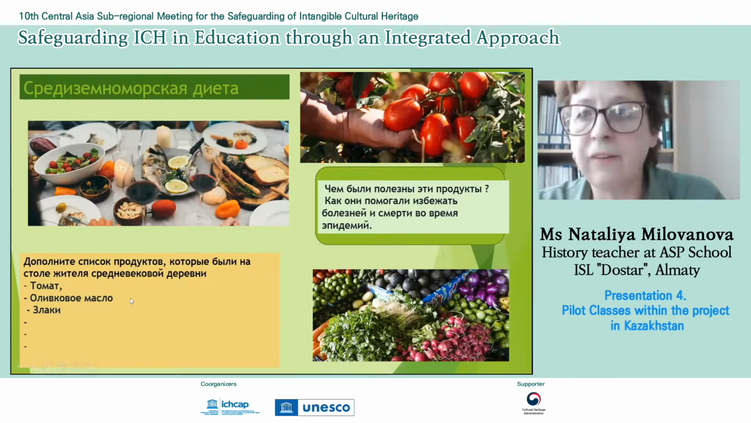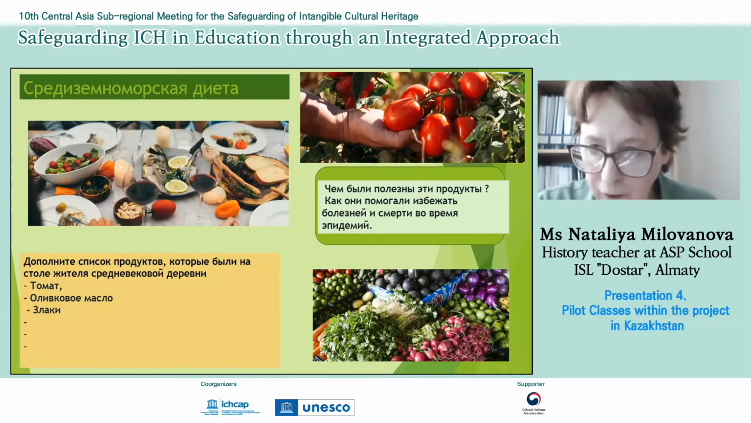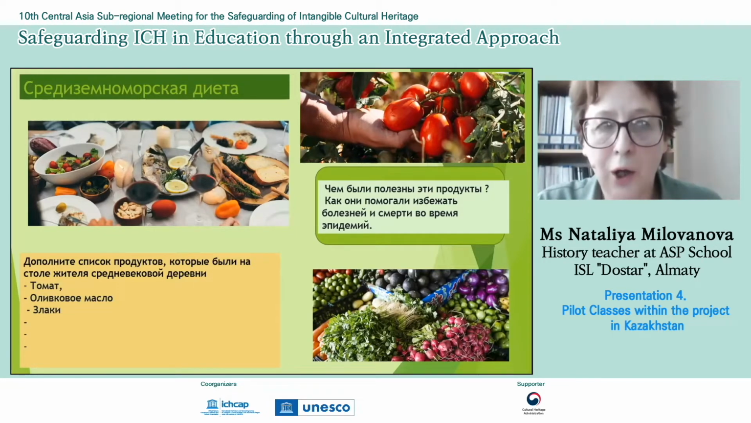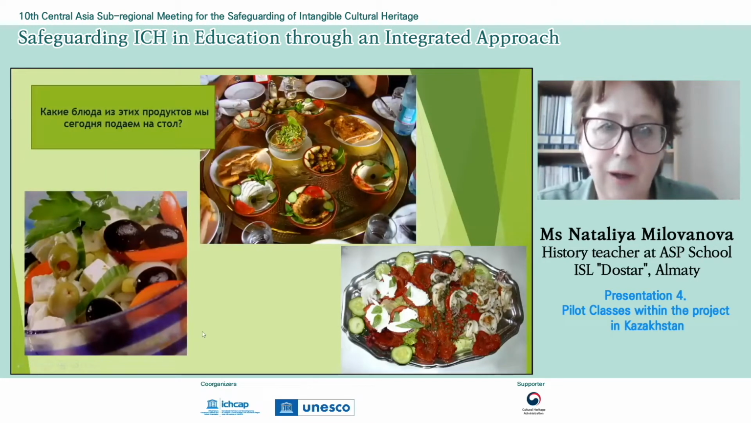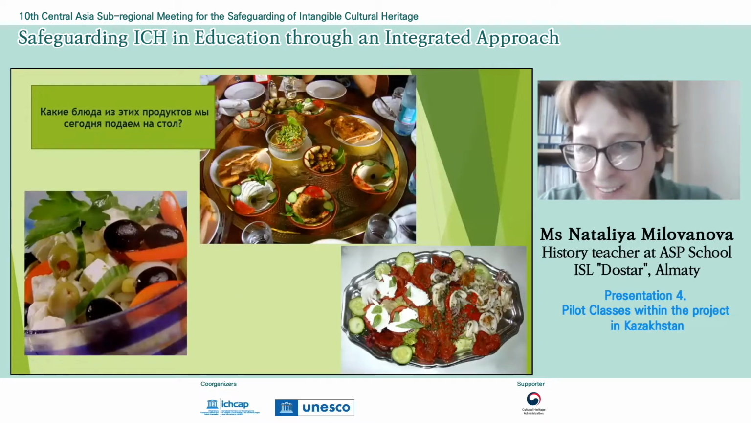So we came up with the list of foodstuffs which we still use up till now on our table, regardless of the fact that it's called Mediterranean diet. Even here in Kazakhstan, it's also being actively practiced. So these are some of the foods that are being served today, the modern human's diet.